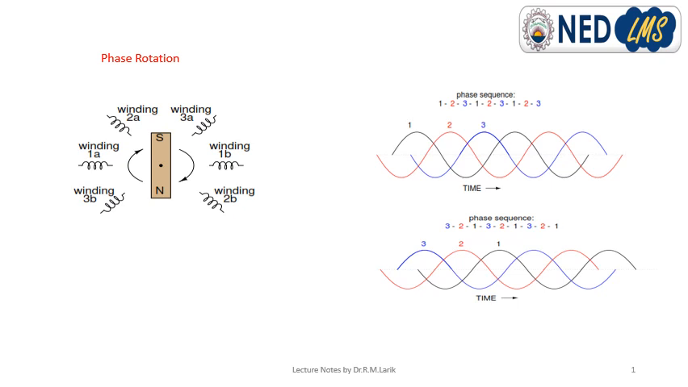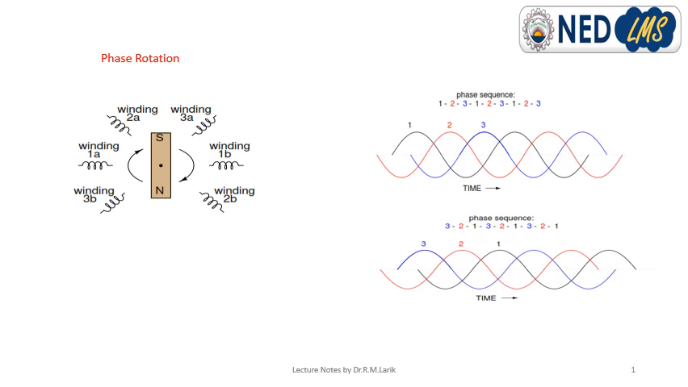So the direction of rotor, we have two options. Either we rotate the rotor in counterclockwise direction or in clockwise direction. So against the direction of rotation of the rotor, which rotates in a certain magnetic field, it produces a voltage. So it produces a particular phase sequence.